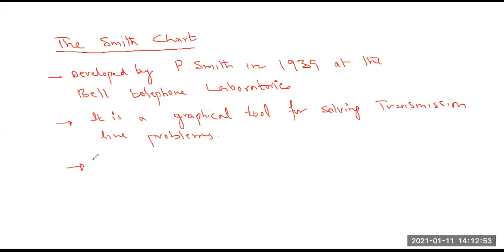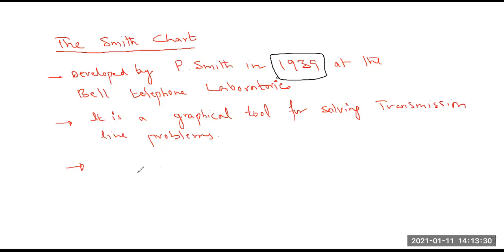Now, someone may say that this chart was developed way back in 1939, and right now we are in 2021. So why is this chart still significant, even though we now routinely use personal computers to solve different engineering problems, and there are a number of CAD tools available? But even then, this chart hasn't lost its significance in modern microwave engineering circuits.